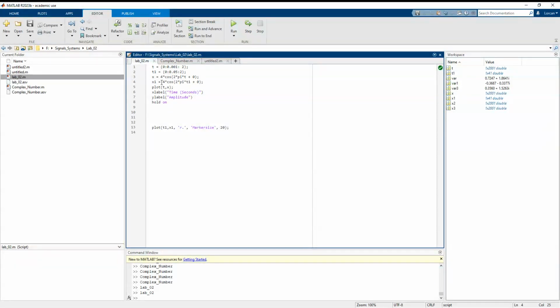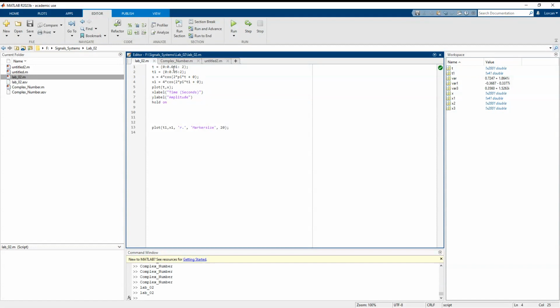signal setup. It is 4 times cos 2 pi times t plus 0. So the 4 corresponds to the amplitude of the signal. 2 pi times t is our frequency.